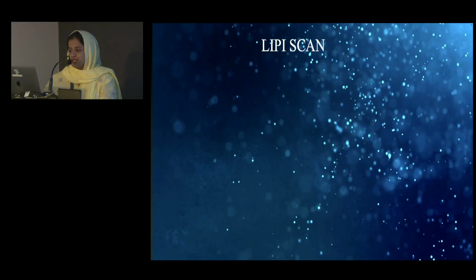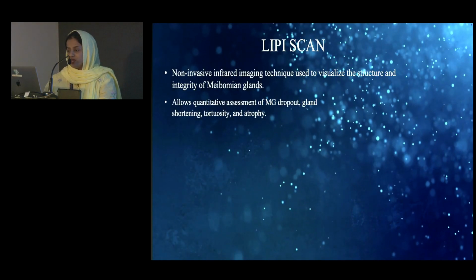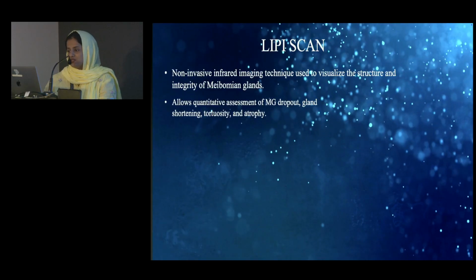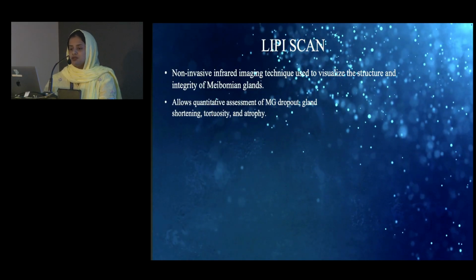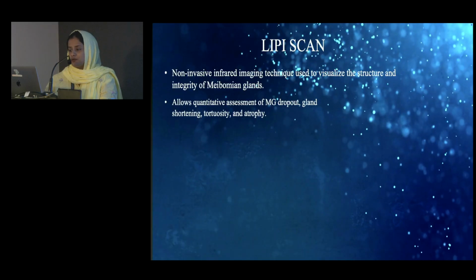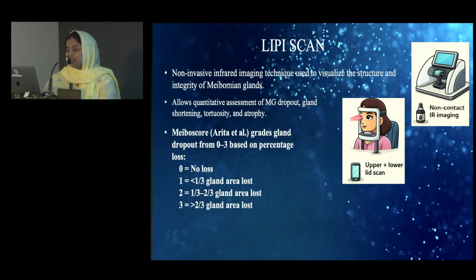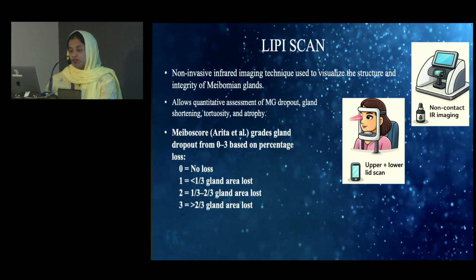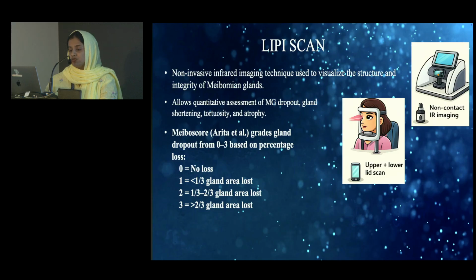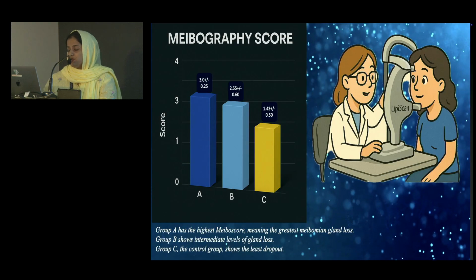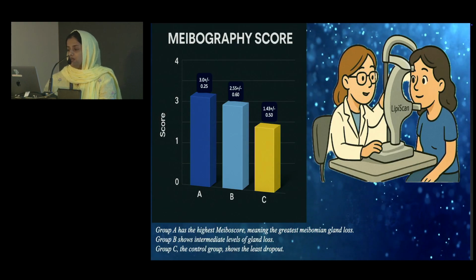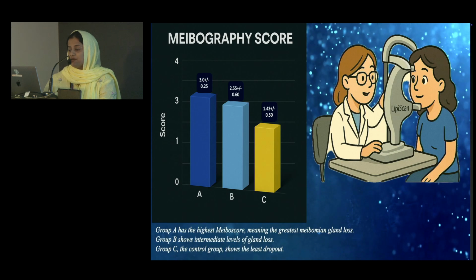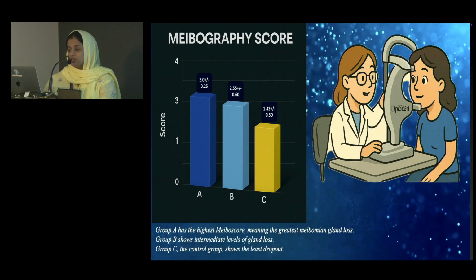Next, coming to LipiScan, which is a non-invasive infrared imaging technique to visualize the meibomian gland structure, it provides details on gland dropout, shortening, tortuosity, and atrophy. It uses a grading scale from 0 to 3. Grade 0 means no loss, 1 is less than 1/3 area of gland loss, 2 is 1/3 to 2/3 area of gland loss, and 3 is more than 2/3 area of gland loss. This meiboscore bar chart shows a clear gradient of increasing gland dropout from Group C to Group B and higher in Group A.